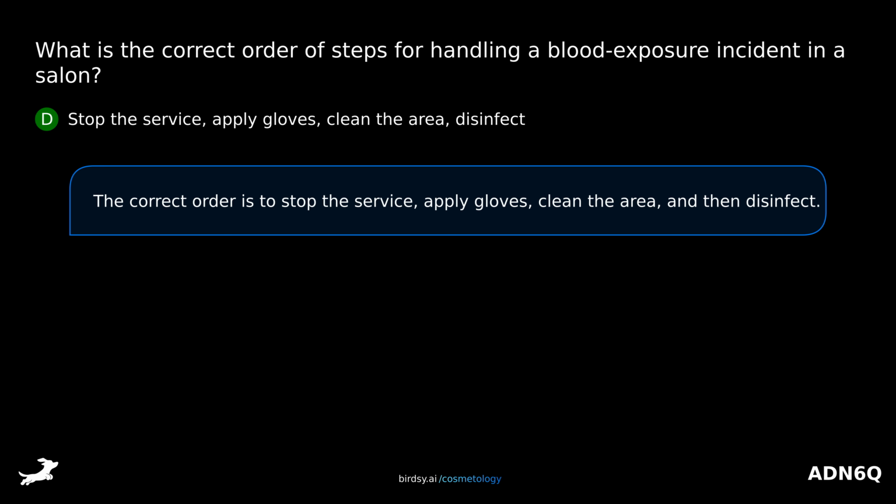A stylist accidentally cuts themselves while cutting a client's hair. What is the immediate action they should take to manage the blood exposure incident? Is it A, continue the service and clean later, B, ask the client to leave, C, disinfect the tools immediately, or D, stop the service and apply a bandage? The answer is D, stop the service and apply a bandage. The stylist should immediately stop the service and apply a bandage to prevent further exposure and contamination.